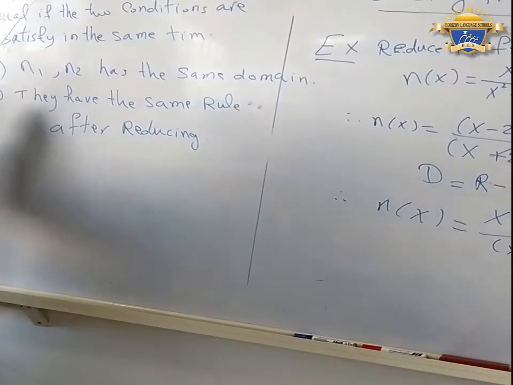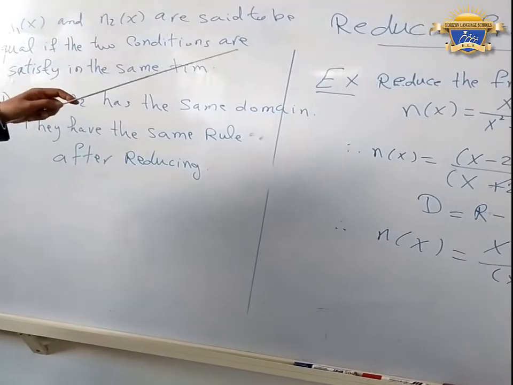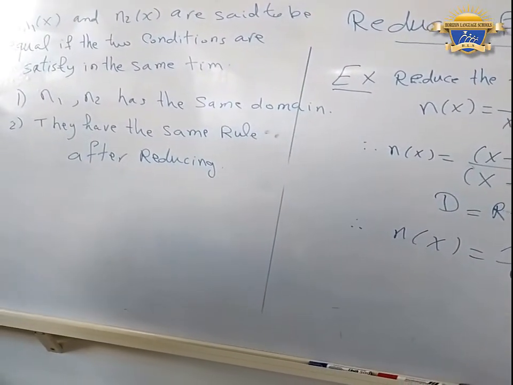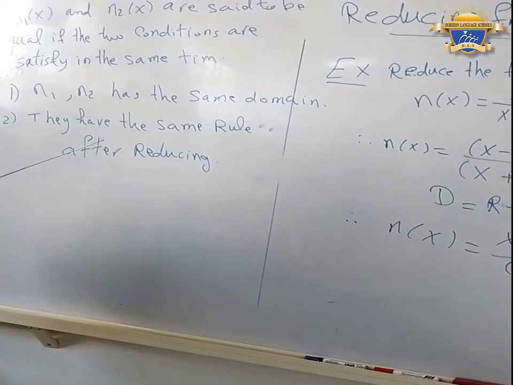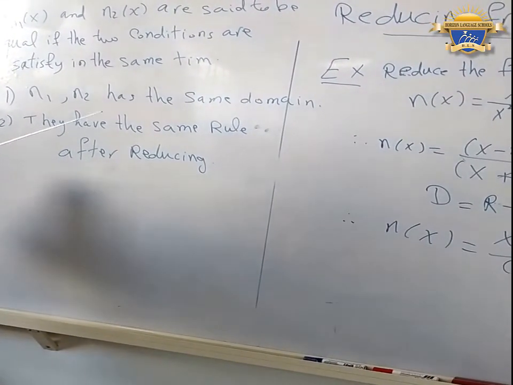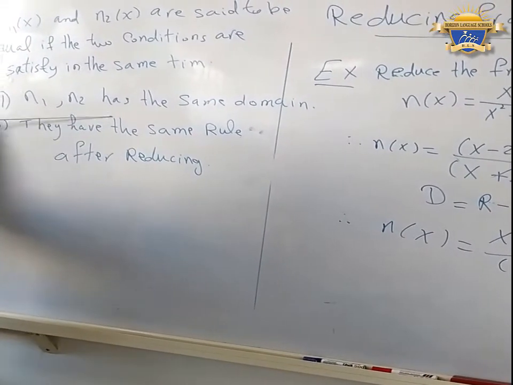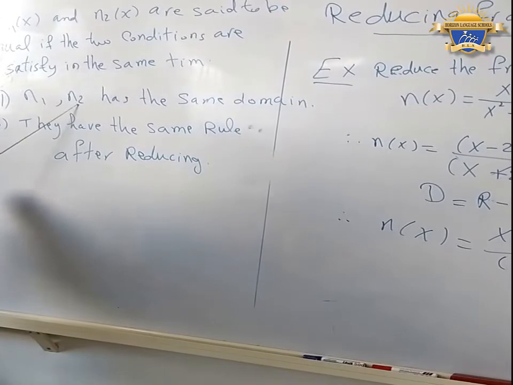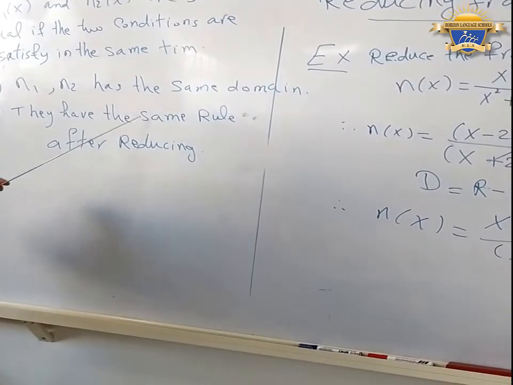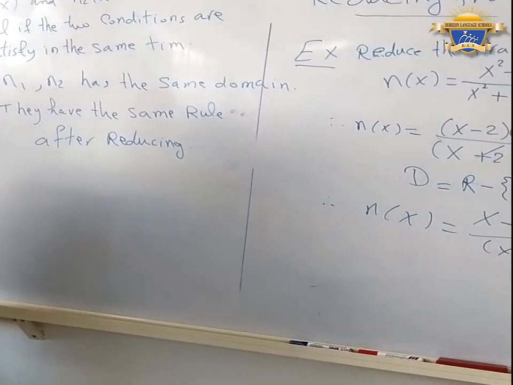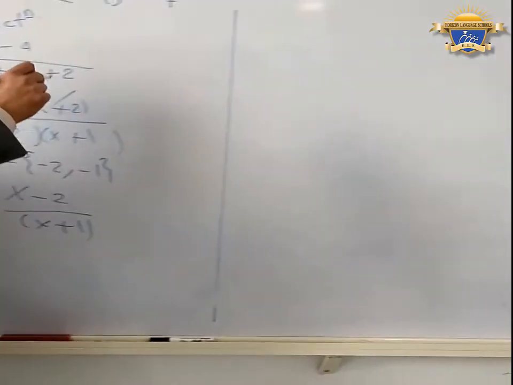Okay, so if we have two algebraic fraction functions and we have to decide whether they are equal or not, we have to ensure that these two conditions exist. n1 and n2 have the same domain and they have the same rule after reducing. Example.